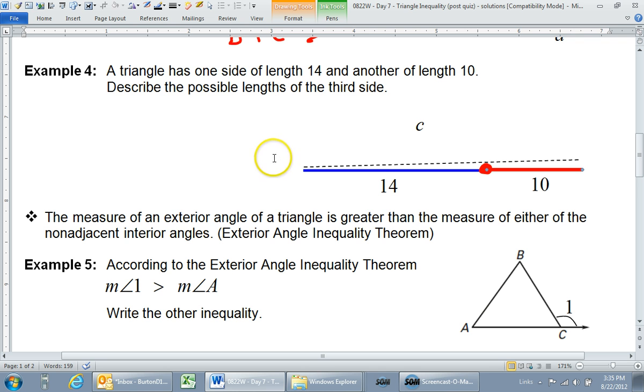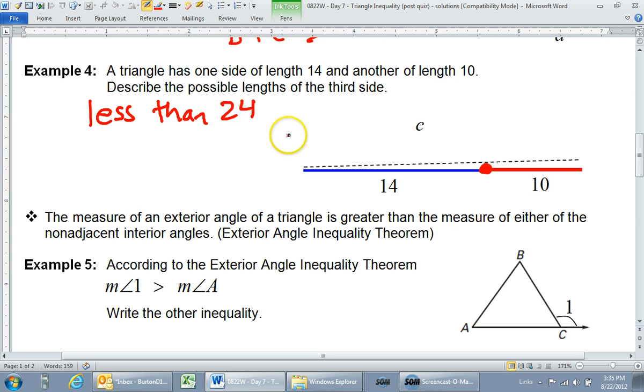Inequalities will help us. What we're looking for is anything less than 24. Can't be 24, but it can be anything less. By using the words less than and mentioning 24, we're covering 23.99999. Okay? So let me just jot down what we said so far. It has to be less than 24.